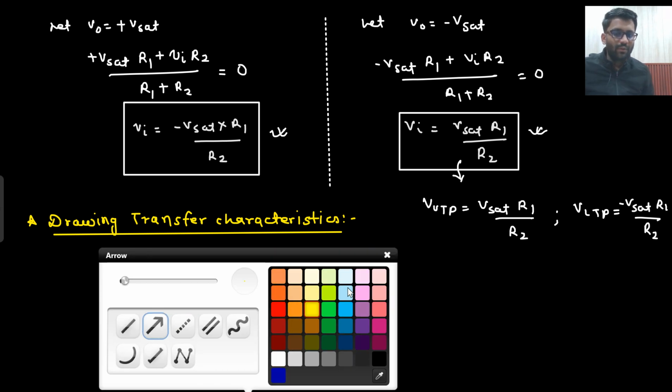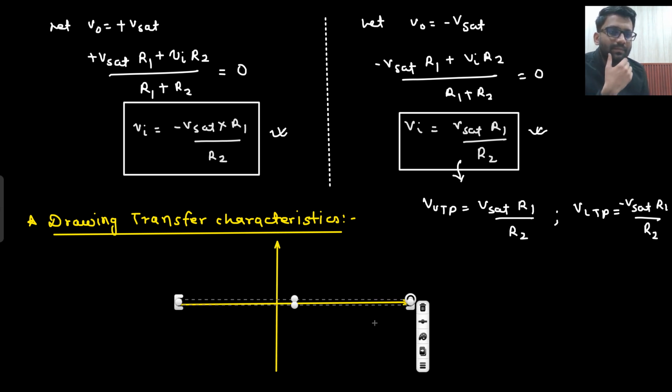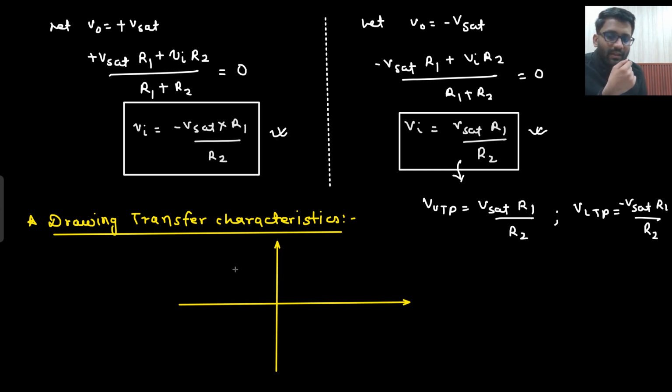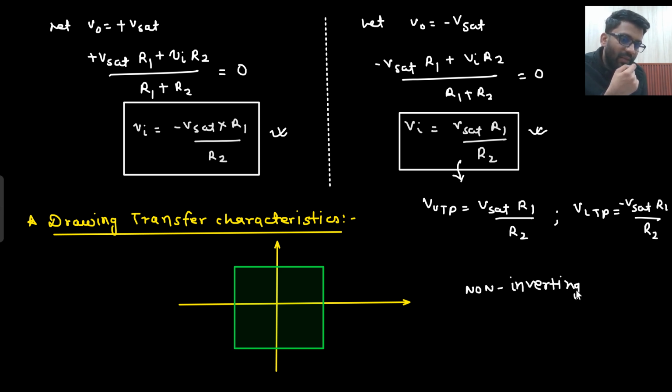First I will see the circuit. When I see the circuit, what do I get to know? That it is my non-inverting Schmitt trigger. And one thing I know is how my characteristics will look: in between there will be a dead zone. What kind of Schmitt trigger is it? Non-inverting. So in between there will be a dead zone.